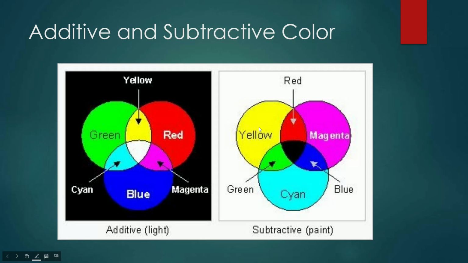Or if we mix yellow and blue, we make green. And that's what we get used to, and it's not wrong. But there's actually two different ways to create color. One is called additive and one is called subtractive.